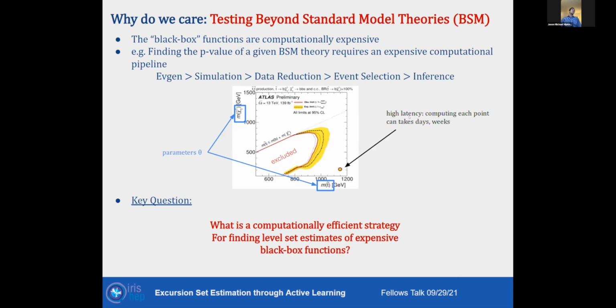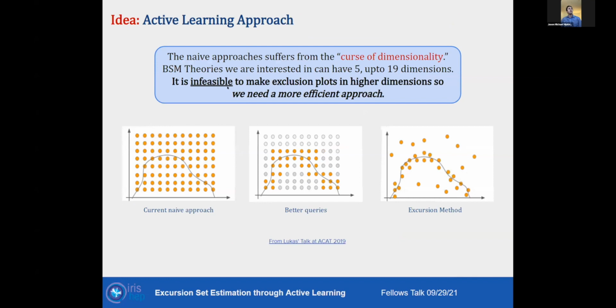And we want to know what's an efficient strategy, a computationally efficient strategy, for finding level sets. We're trying to do that because we want to test hypotheses or exclude parameter spaces. We want to discover things about new physics. And the traditional way is very expensive. So the idea to make this a lot faster is active learning.